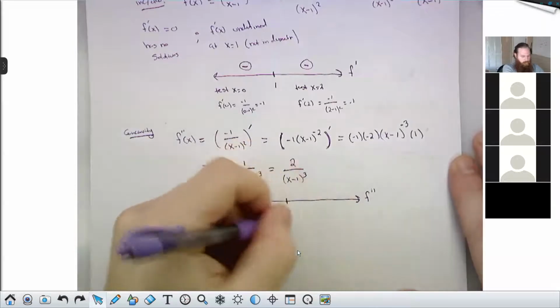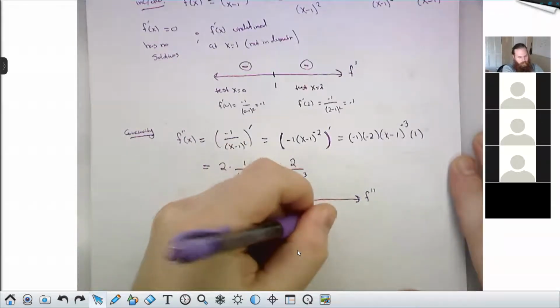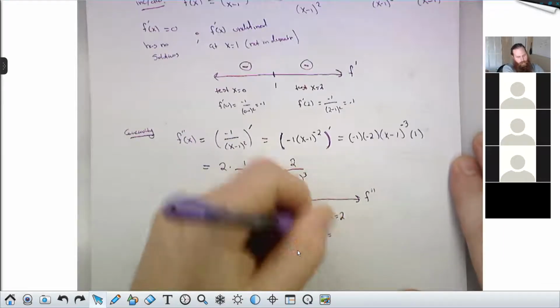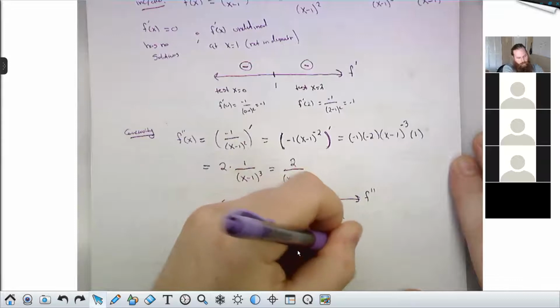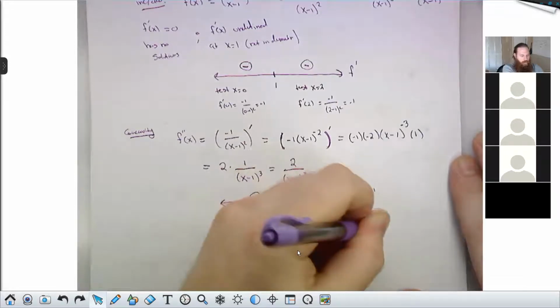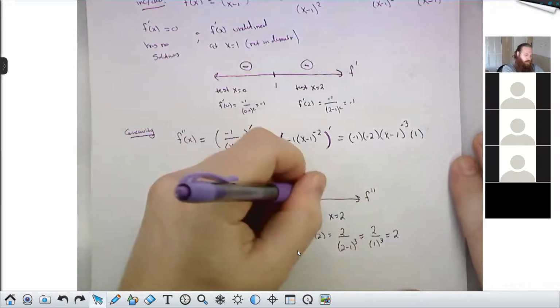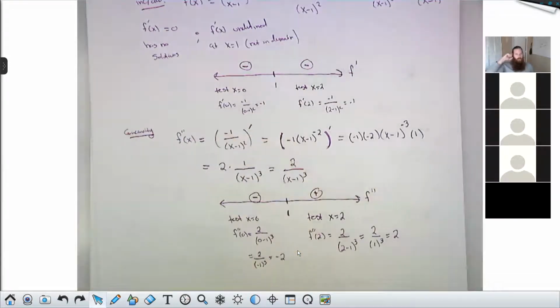If I test x equals 2, f double primed of 2 is 2 over (2 minus 1) cubed. That's 2 over positive 1 cubed, which is just 2. This is positive. Okay. So my function f is decreasing everywhere it's defined, and then concave down to the left of 1, concave up to the right of 1.